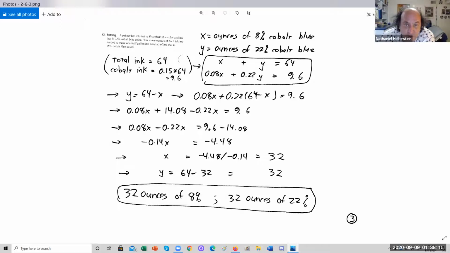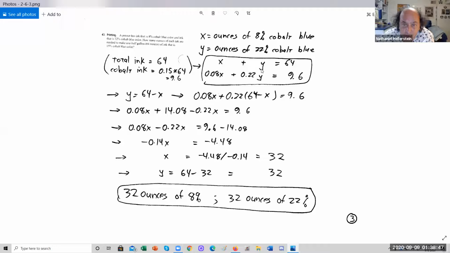Now, of the x ounces of ink, 8% of it is cobalt blue. So it's 8% of x. To that you add the 22% of y, that is cobalt blue. And that total amount of cobalt blue is 9.6. So here are our two equations and two unknowns: x plus y is 64, 8% of x plus 22% of y equals 9.6. Mixture problem.